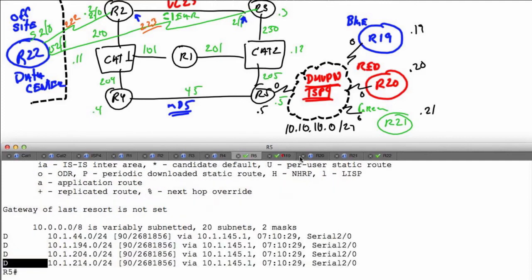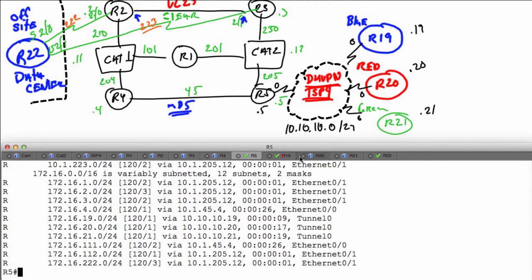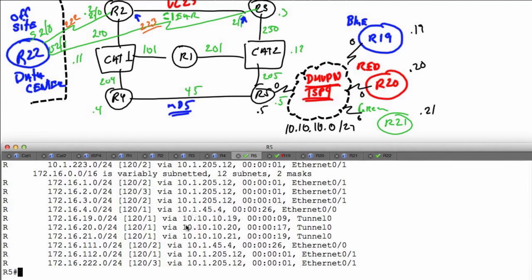So again, let's go back over to R5. Show IP route RIP. So notice right here, I see the fact that I'm learning about 162.11. Here's my 3 right here. These are the 3 that I'm learning prefixes for, and I'm learning them via my tunnel. And the thing here is notice that my next hop is to the individual device. So let's take a look and see what happens now.